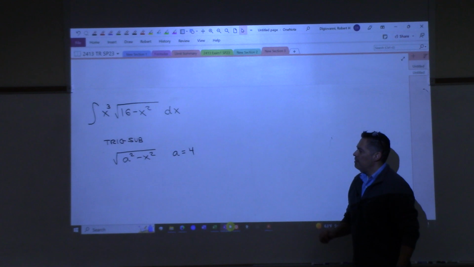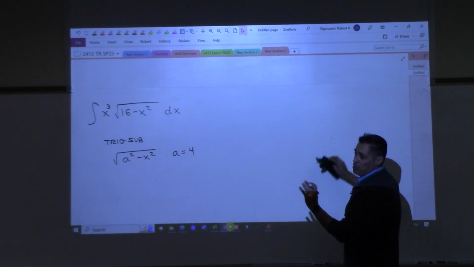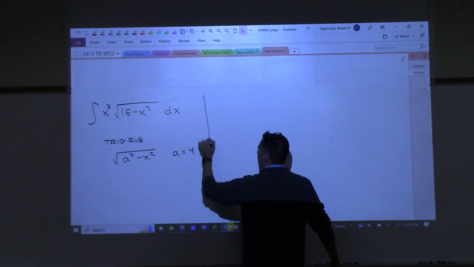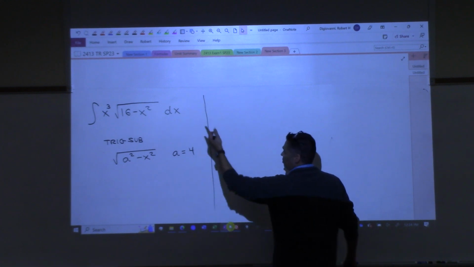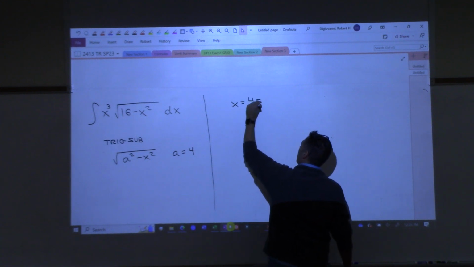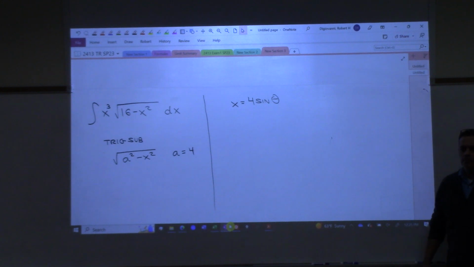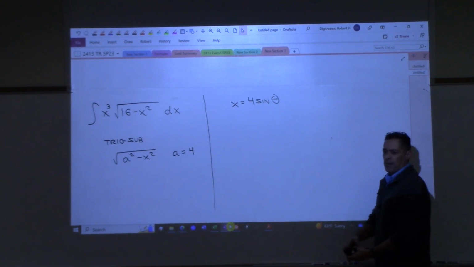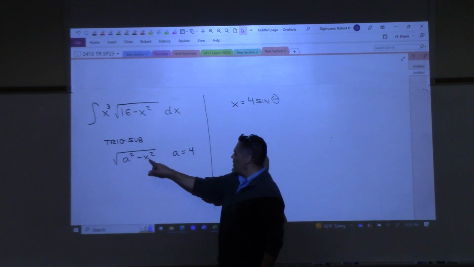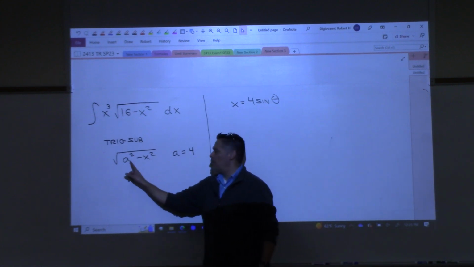Normally I don't write that step down, but I'm doing it because it's the beginning. Here's what I usually do. So this is going to be the beginning of what my work usually looks like. I start with that and I say x is equal to 4 sine theta. That's my trig sub. I'm going to replace the x with 4 sine theta. Why do we use sine theta? We always use sine theta when we see this form.